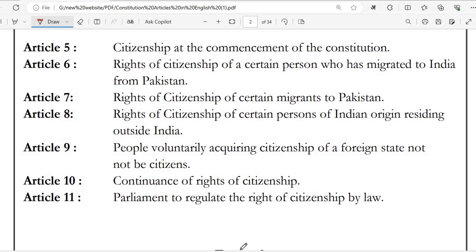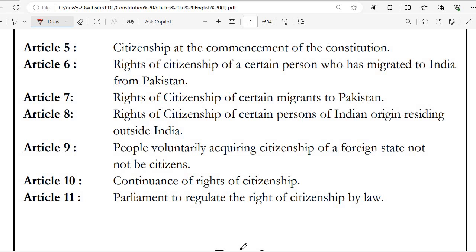Articles 9, 10 and 11. Article 9 says persons voluntarily acquiring citizenship of a foreign state not to be citizens. It means the Indian Constitution only grants single citizenship. At a time a person may be a citizen of India, not a citizen of any other country at the same time.